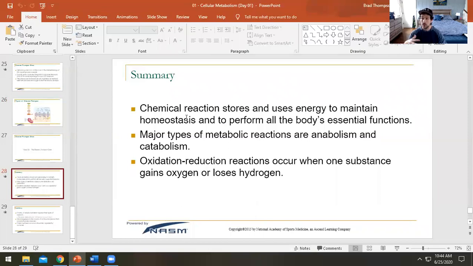So summarizing everything up today, chemical reactions store and use energy in order to maintain what we call homeostasis, the body's balance, right? And to perform all of your essential functions. So you use chemical reactions to do literally everything that you do. Major types that we're going to talk about are anabolism and catabolism. Anabolism is the process of building something up. Catabolism is the process of breaking something down. Eating food and digesting it is catabolic.